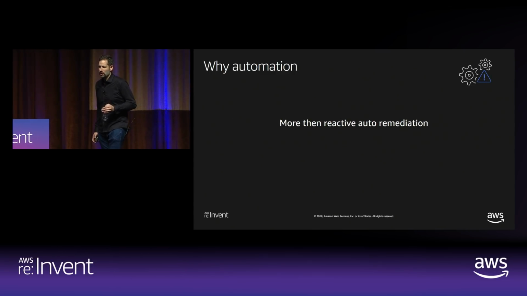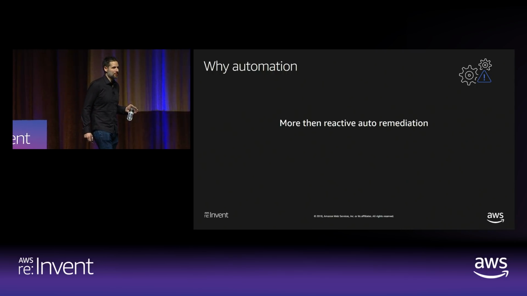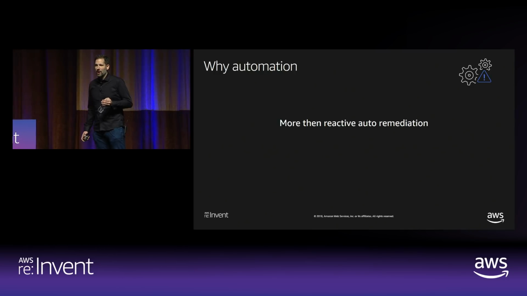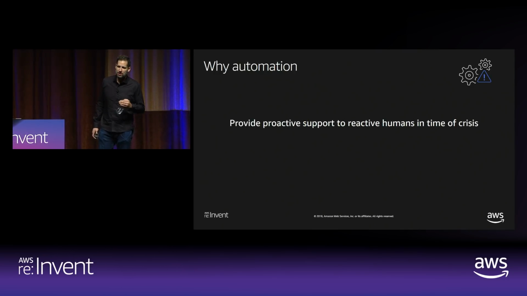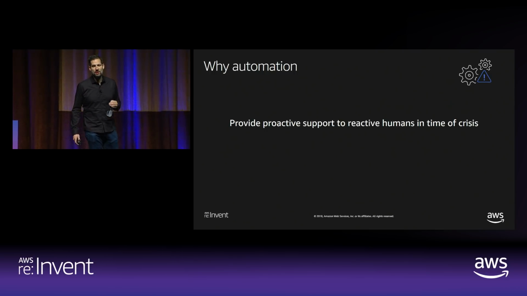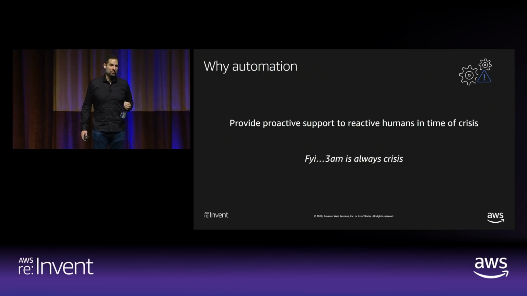So a lot of times when we talk about secure automation, we talk about being reactive and how to fix things that broke in the middle of the night, or that broke because someone did a configuration setting they shouldn't have done, or someone made a mistake. But how do we flip from being reactive to proactive? And we can actually use secure automation to be proactive, and especially in a time of crisis. And if you don't know it, 3 a.m. is a time of crisis.